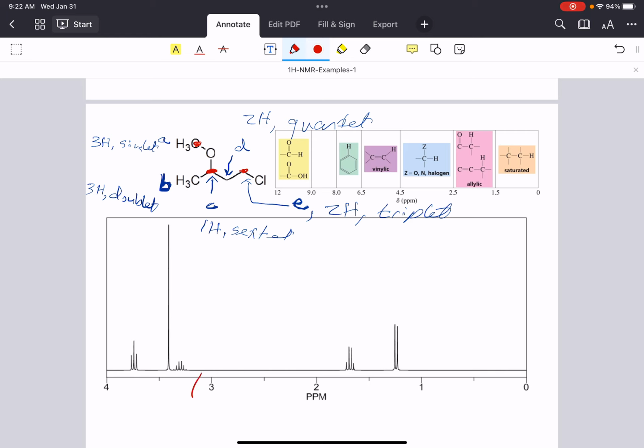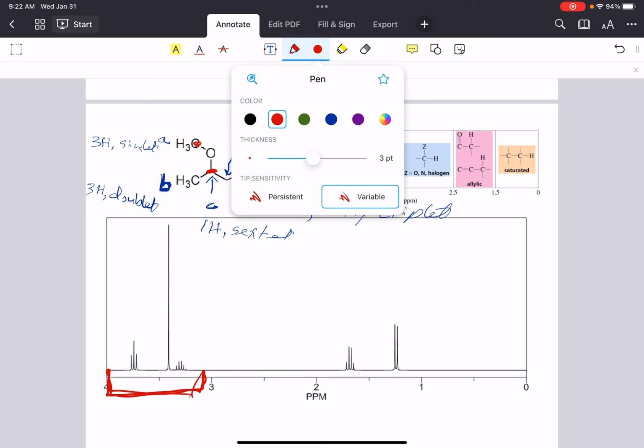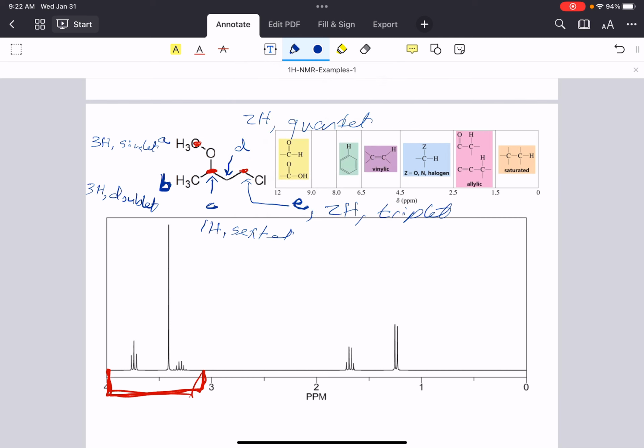And so I've got these 3 signals in that range that I need to parse out, and I can do that easily just by looking at the splitting patterns. So if we look at signal A, that should be the singlet that appears up here. So this should be signal A.